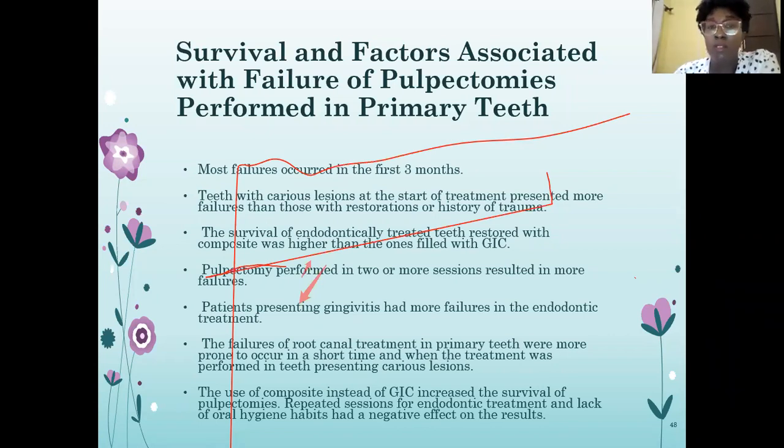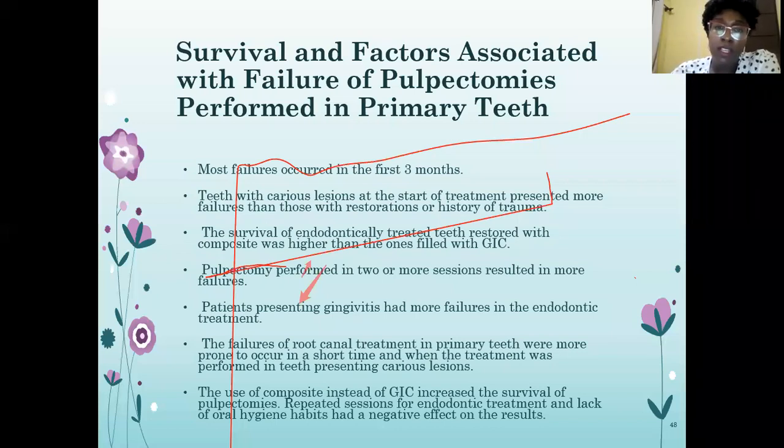And I think this is also something that is coming up in endodontics in permanent teeth. Ideally, you should be able to perform your pulpectomy in 1 visit and close up. Again, this reduces the risk of contamination over multiple visits. Patients who had gingivitis, this is poor oral hygiene, of course, had more failures in the endodontic treatment.